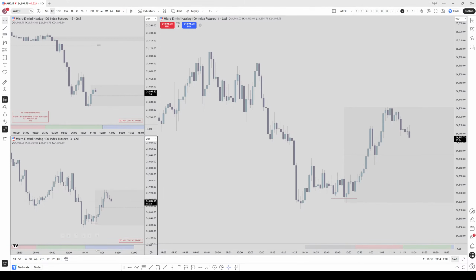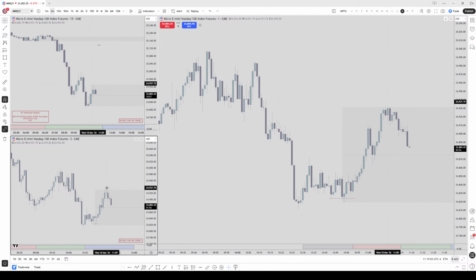Okay, so the primary bias would be bearish because price is showing bearish order flow on the 15. So it's best for us to stay bearish, even though we have a stop hunt on the 15-minute swing low right here.